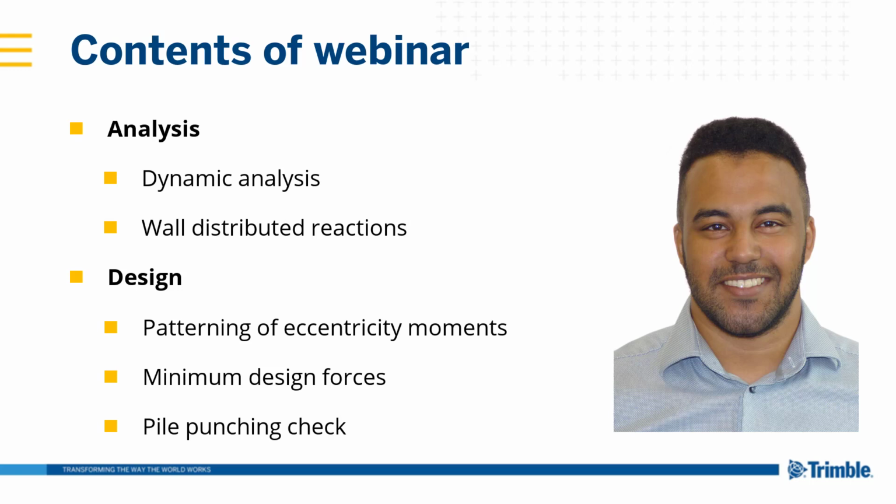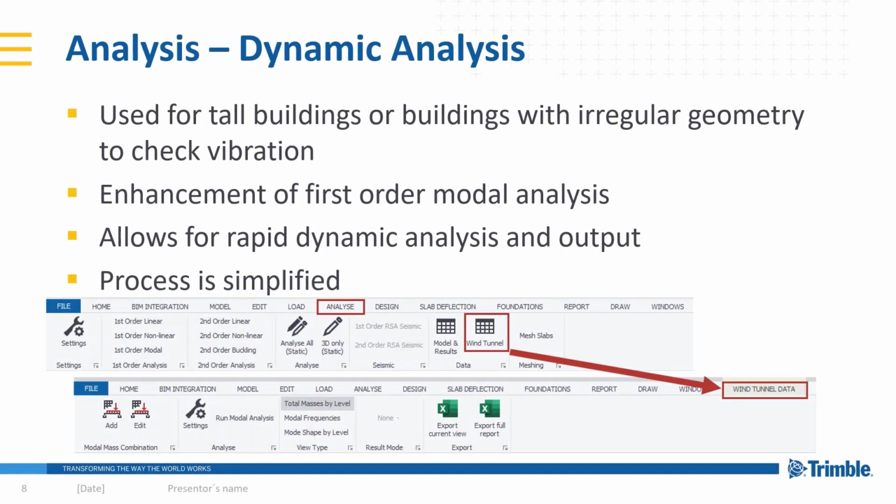Patterning of eccentricity moments from steel beams on steel columns, minimum design forces, and pile punching check between the piles and the mat foundations. The first feature we'll be looking at under analysis is the dynamic analysis. So this is used for tall and unusual structures. This can be used to easily provide vibration data to wind tunnel testing consultants.